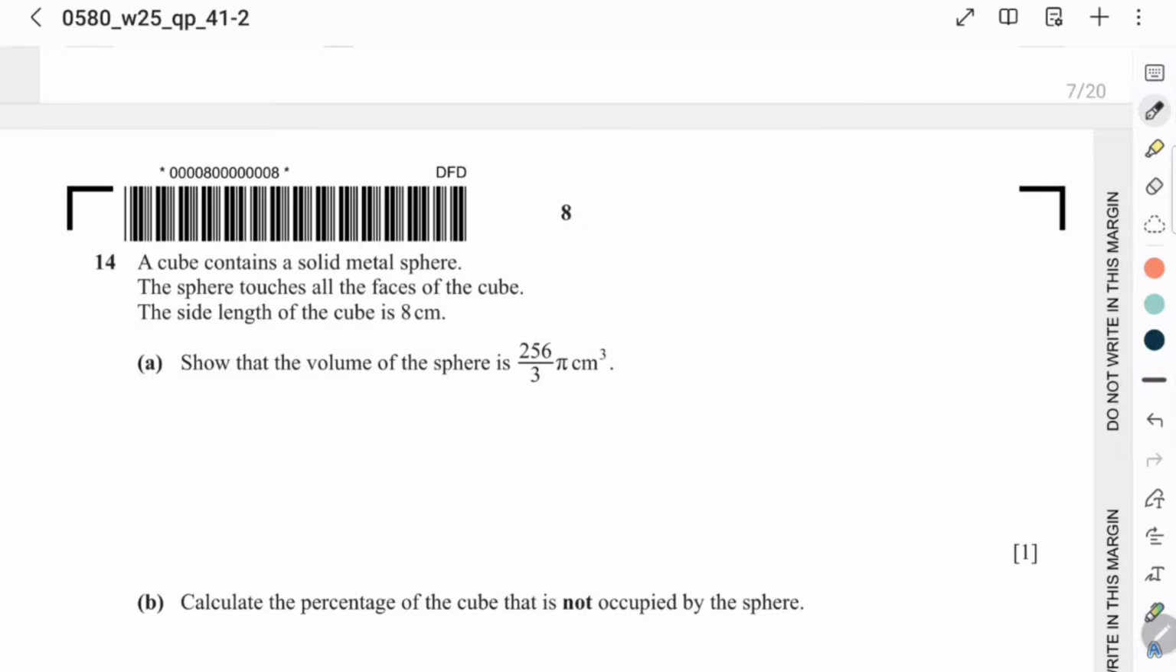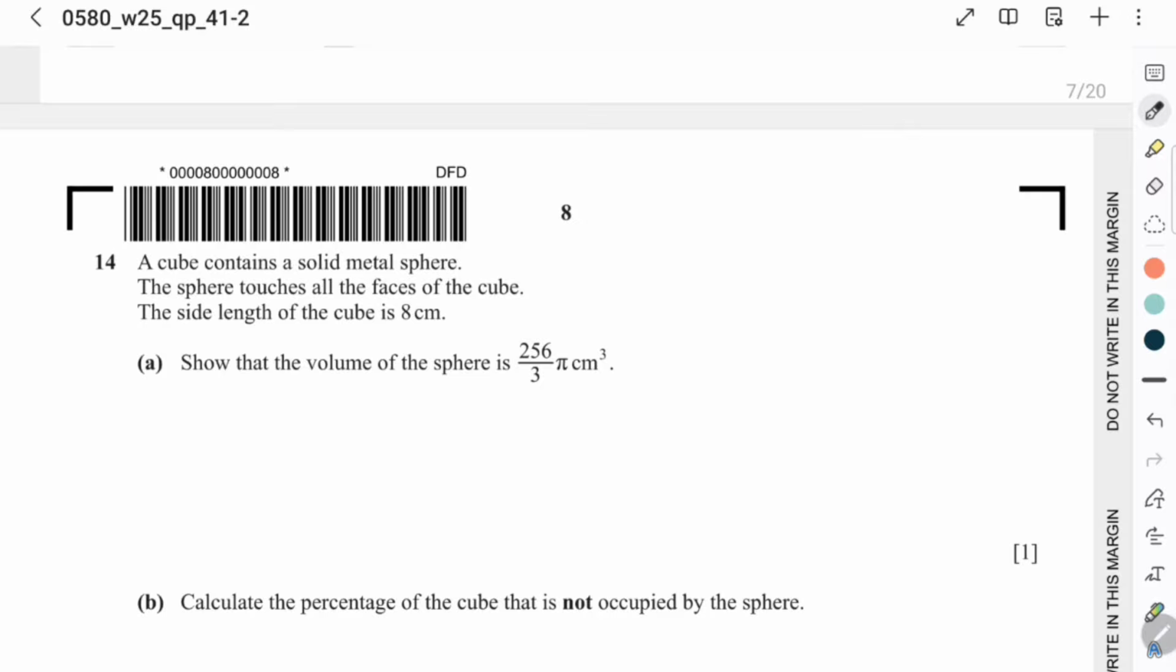Alright, now we have a question 14. A cube containing a solid metal sphere. The sphere touches all the faces of the cube. The side length of the cube is 8 centimeter. So it means that we have a sphere inside the cube.